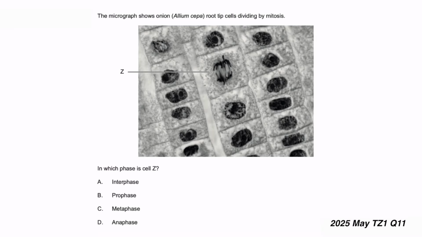This cell shows the moment when chromosomes are separating during cell division. This is a major event that happens in anaphase.